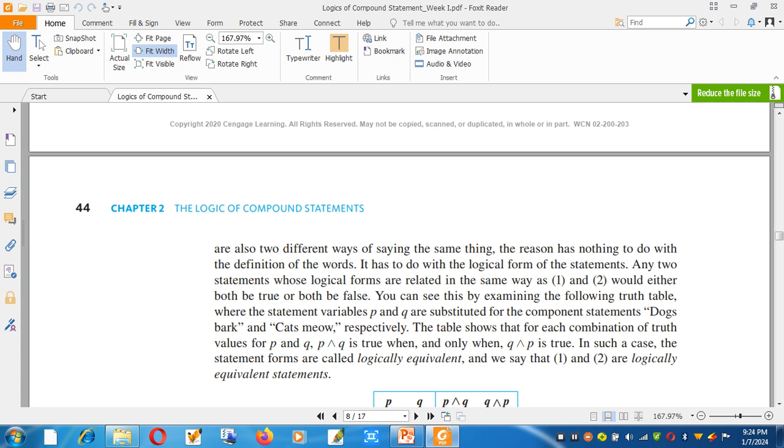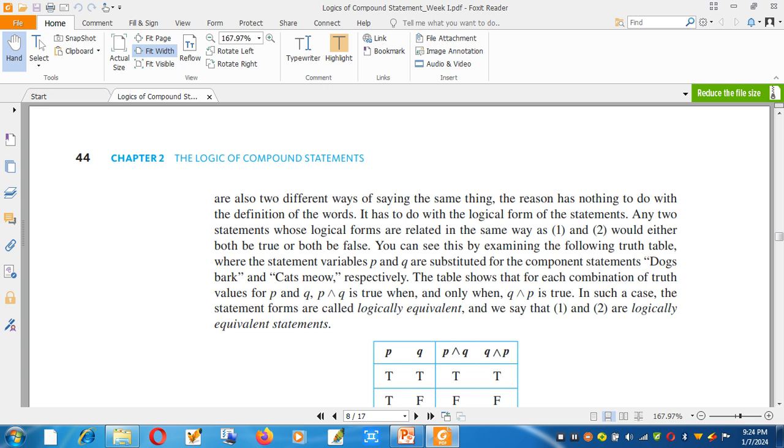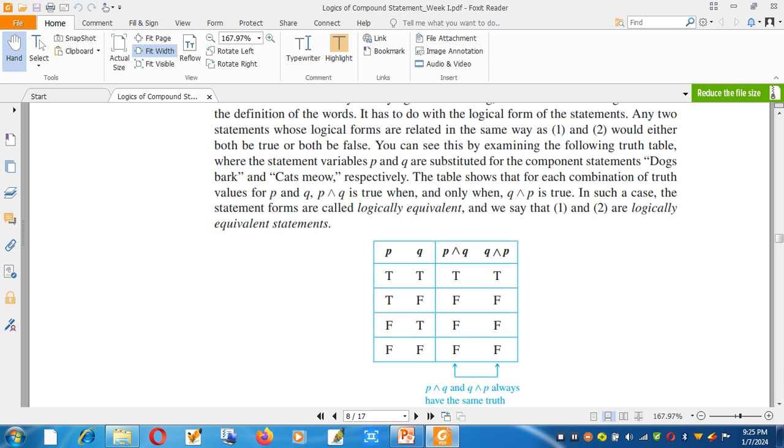Now some examples: a conditional statement and its contrapositive, converse and inverse, which are related to conditional and biconditional statements. If x is divisible by 10, then it is divisible by 5. Similarly, it is p implies q. Contrapositive: not q implies not p. That is, if x is not divisible by 5, then it is not divisible by 10. Now converse, that is q implies p: if x is divisible by 5, then it is divisible by 10. Inverse: not p implies not q. That is, if x is not divisible by 10, then it is not divisible by 5.